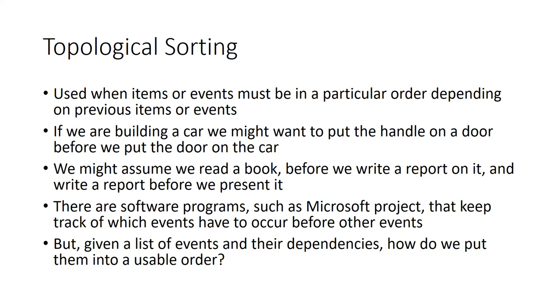And there are software programs such as Microsoft Project that keep track of which events have to occur before other events. Back about the time I was born, there were some large complex projects starting for the Cold War. One of them was the Polaris project, which involved being able to launch intercontinental ballistic missiles from nuclear submarines. Building a nuclear submarine was complex. Building these missiles was complex. Getting them to work together was complex. And so they felt a need to track all of this out in advance.